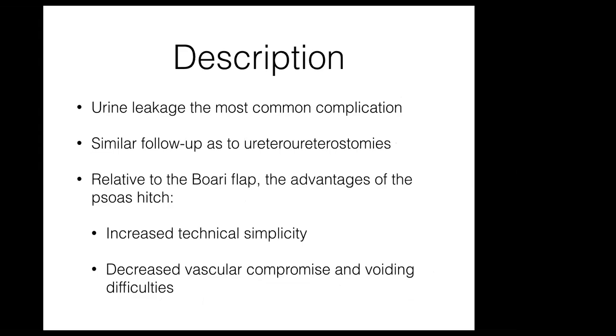Urine leakage is the most common complication for the psoas hitch, and it follows similar follow-ups to the ureteroneocystostomies. Relative to the Boari flap, which I will discuss later, the advantages of the psoas hitch are increased technical simplicity and decreased vascular compromise and voiding difficulties.